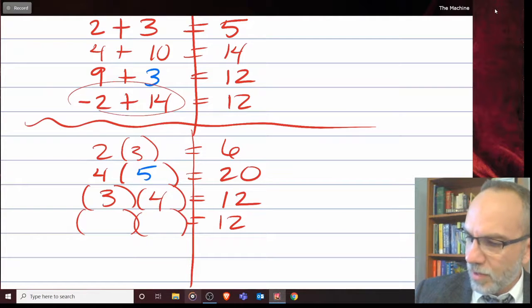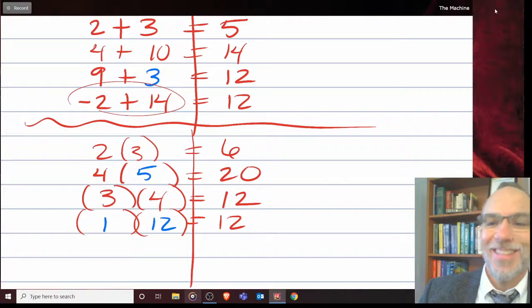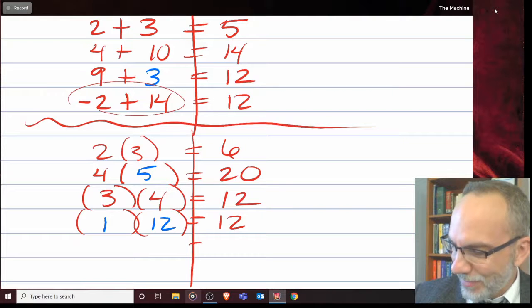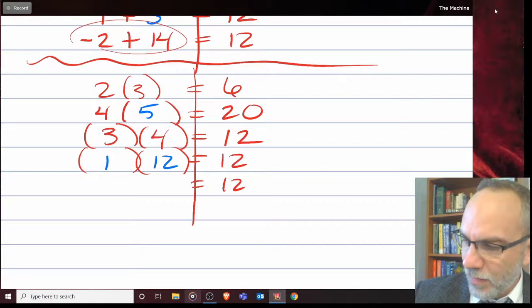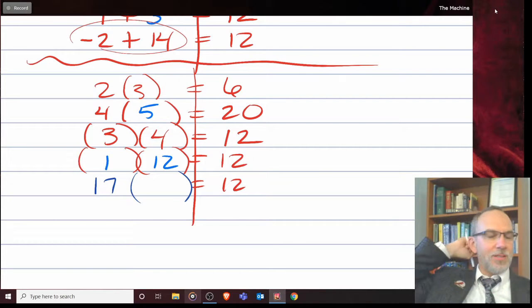What other ways can you multiply two things together and get 12? Well, how about 1 and 12? Okay. What about something else? Oh, we could do something like a negative. We could do that. I'm going to show you a special one here. Let's have a little fun. I'm going to mess with your mind. What if I said 17 times what is 12?